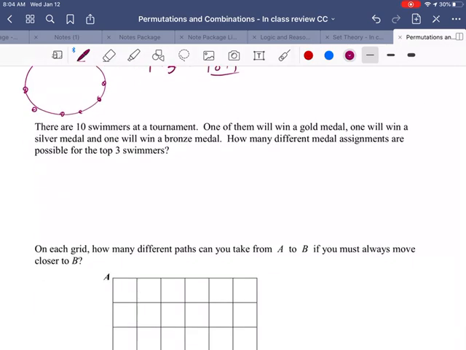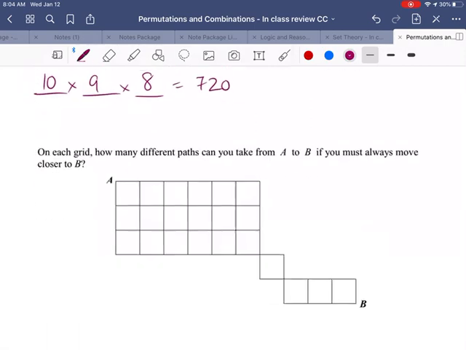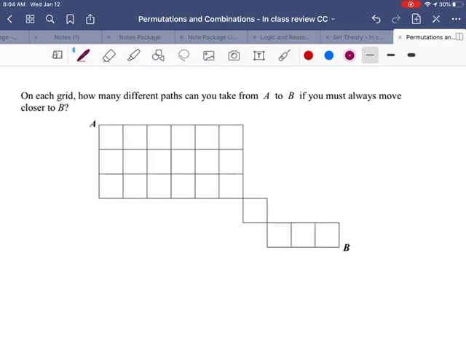10 swimmers, 1 will win gold, 1 bronze, 1 silver. How many different medal arrangements? So there's 3 medals, 10 choices for the first, 9 choices for the second, 8 choices for the third, so 720. And the last way is the pathway questions.